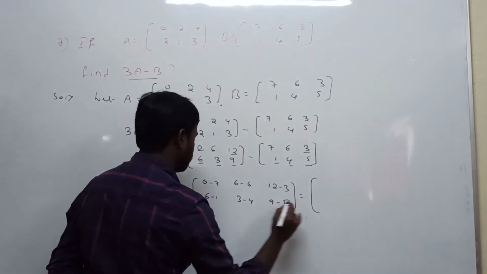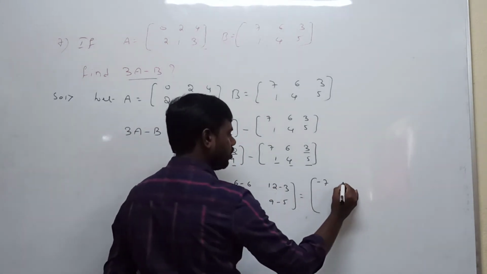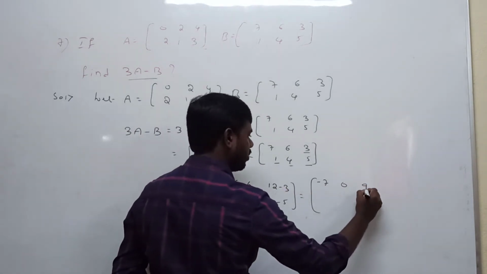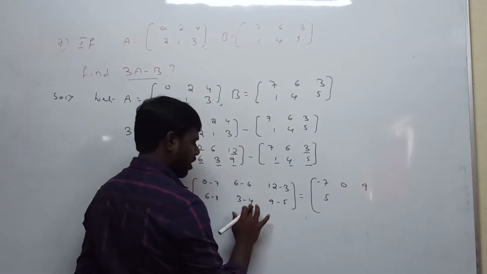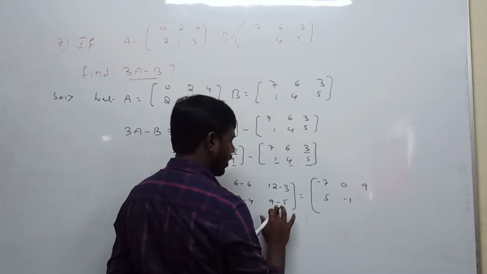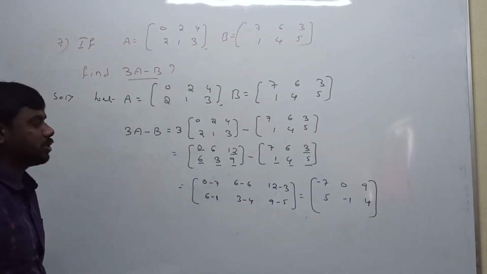Finally, we get the values: 0 minus 7 is minus 7, 6 minus 6 is 0, 12 minus 3 is 9, 6 minus 1 is 5, 3 minus 4 is minus 1, 9 minus 5 is 4. So these are the 3A minus B answer.